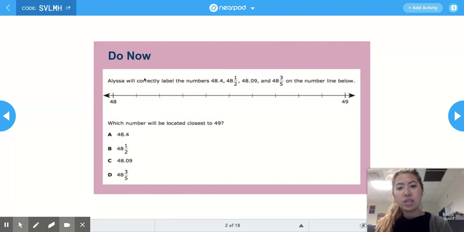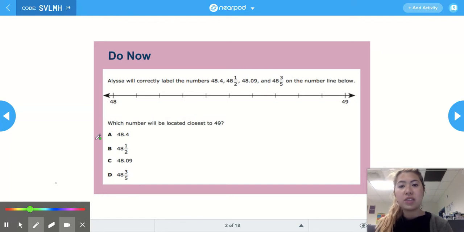Your do now is to answer this question. Alyssa will correctly label the numbers 48.4, 48.5, 48.09, and 48 and 3/5 on the number line. Which number will be located closest to 49? We have A is 48.4, B is 48.5, C is 48.09, and D is 48 and 3/5.